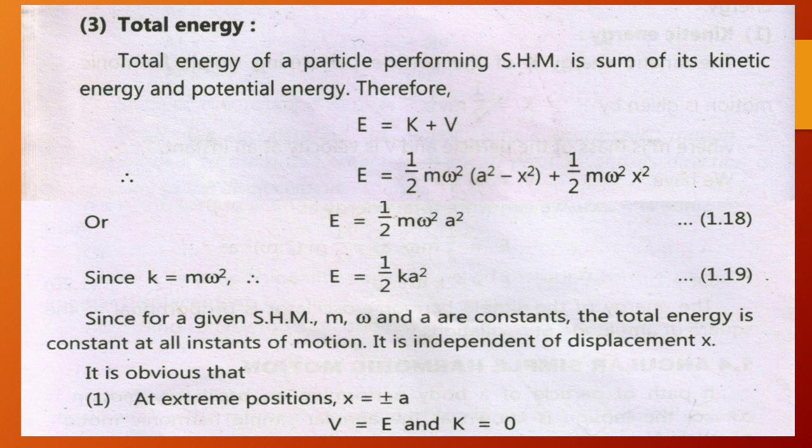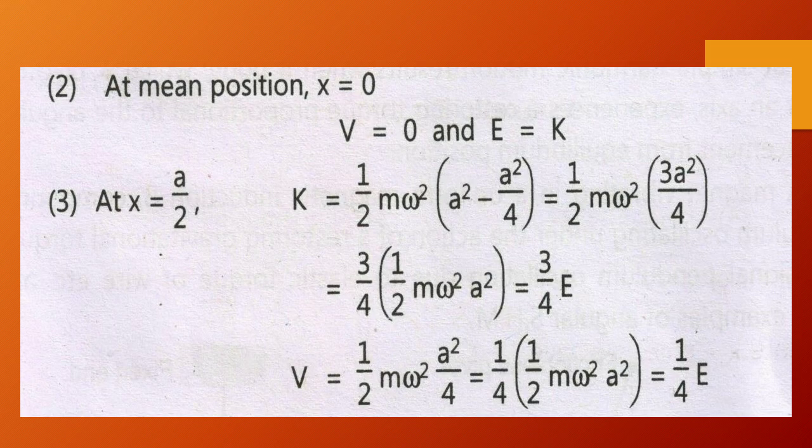Now at extreme position x is equal to plus minus a, V is maximum and K is equal to 0. The maximum potential energy is equal to total energy E. Now at mean position x is equal to 0, potential energy V is equal to 0, but the kinetic energy is maximum. Now at x is equal to a by 2.